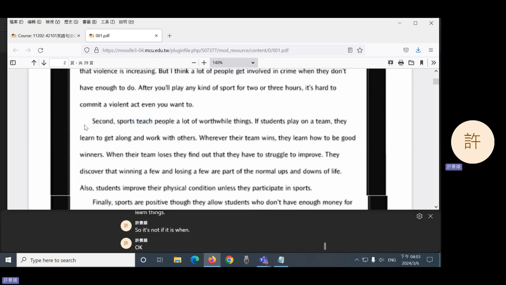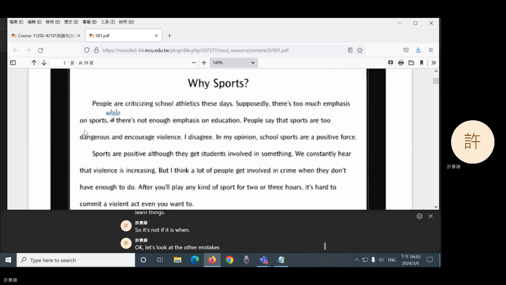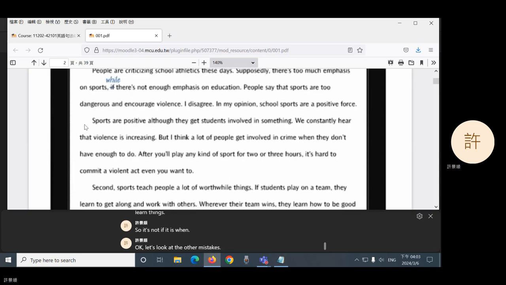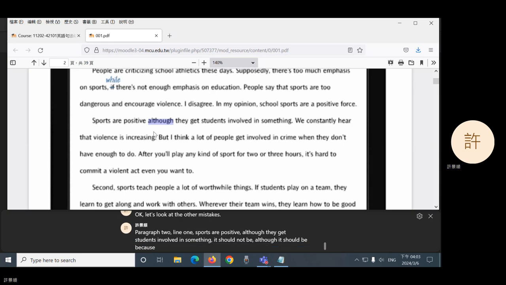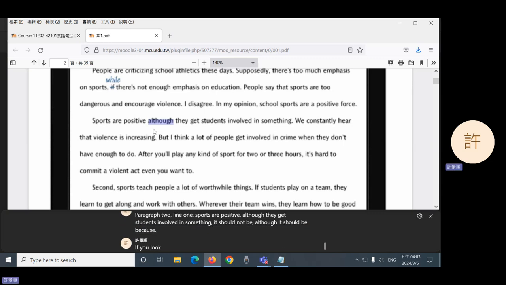Okay, let's look at the other mistakes. Paragraph 2, line 1. Sports are positive, although they get students involved in something. It should not be although. It should be because. If you look at the rest of this paragraph, the meaning is clear.